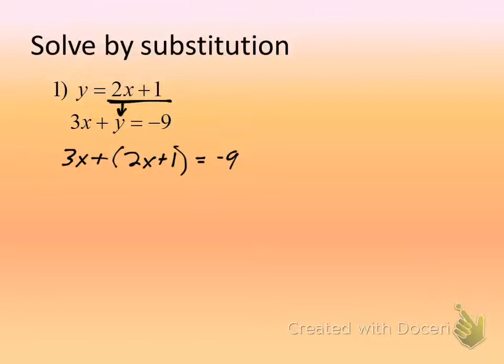You have like terms on the left-hand side, here and here. Let's combine those. So 3x plus 2x gives you 5x plus 1 equals negative 9. How do you solve the equation the rest of the way? Subtract 1. So 5x equals negative 10, and then x equals -2. That's the end of step 2. That's the value the end of step 2 is talking about.